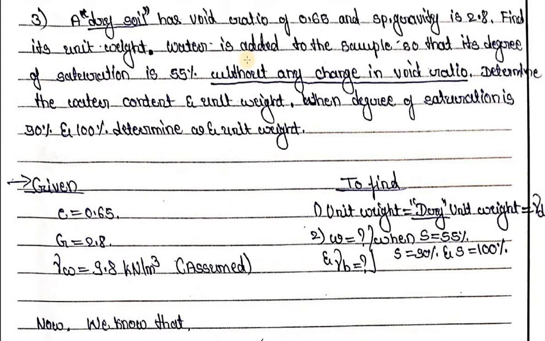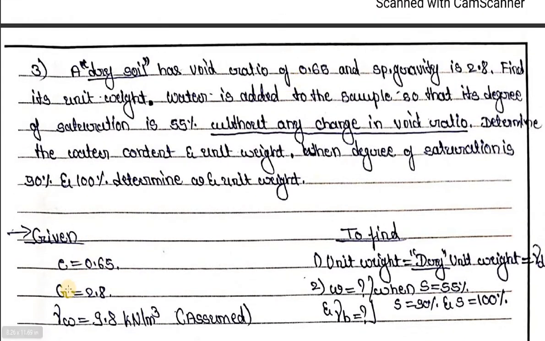They have given void ratio e is equal to 0.65, specific gravity G is equal to 2.8, and γw is equal to 9.8 kilonewton per meter cube. This is standard. If any value is not given, you need to assume this value of γw. What we need to find is the unit weight. Actually, they said it as a unit weight. So generally, whenever they say just unit weight, we need to consider it as the bulk unit weight.